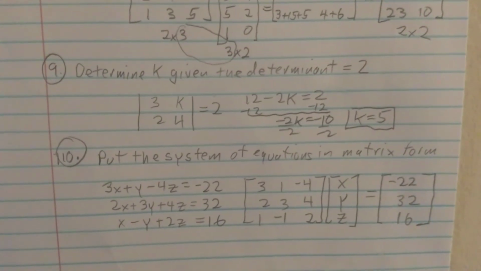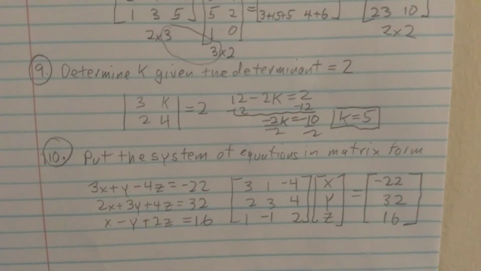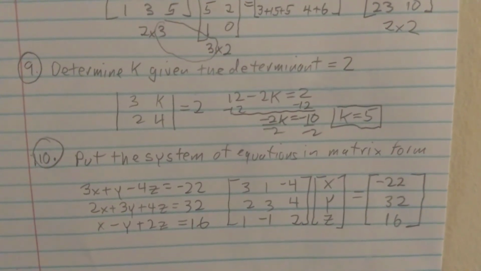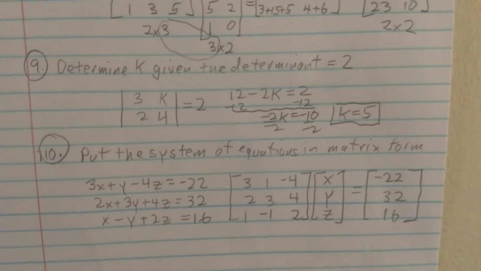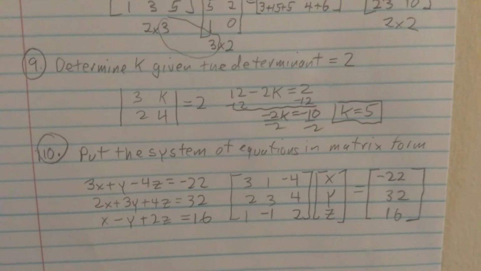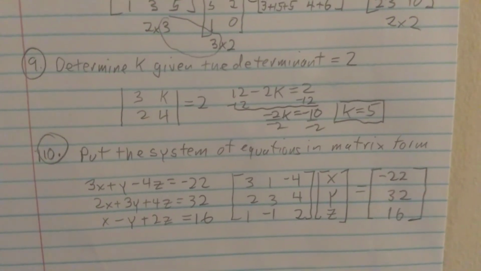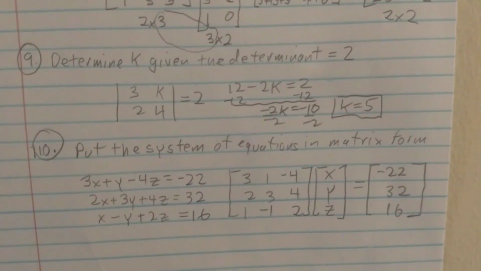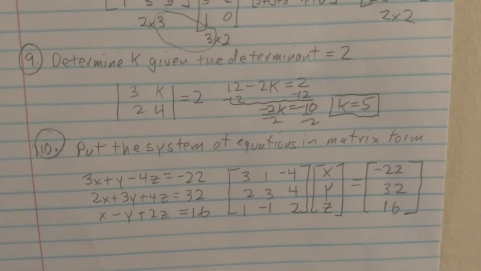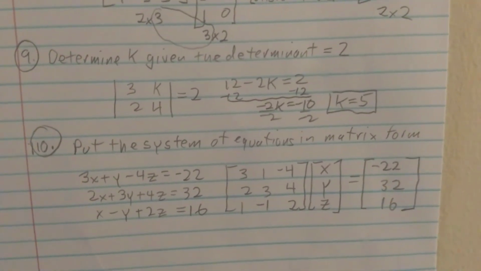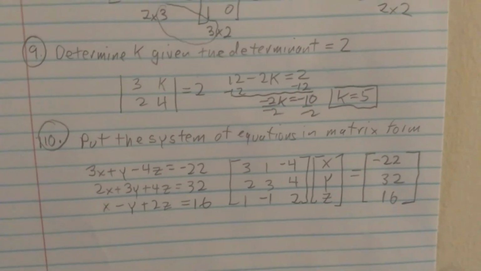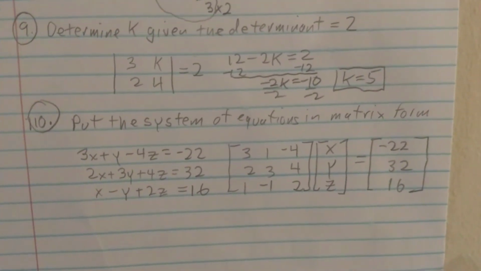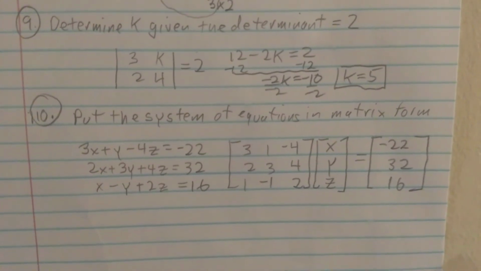And for number 9, we want to determine k given that the determinant equals 2. So the matrix [3, k; 2, 4], we're taking the determinant of, which is the diagonals. So that's 3 times 4 minus 2 times k equals 2. So subtracting 12 from both sides, we get negative 2k equals negative 10. Dividing by negative 2 on both sides, we get k equals 5.